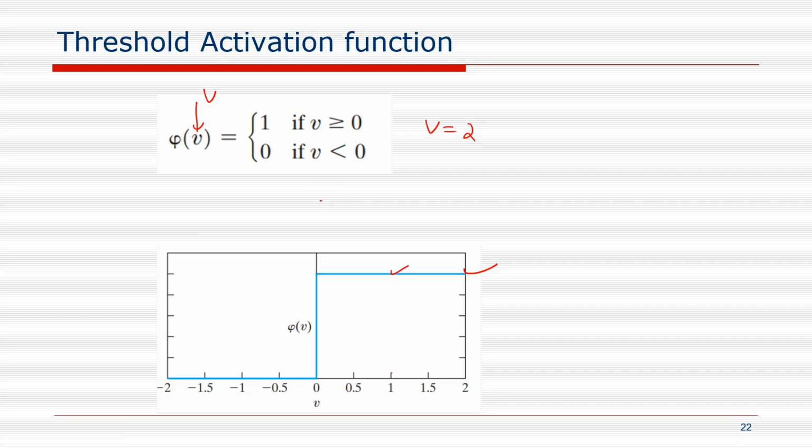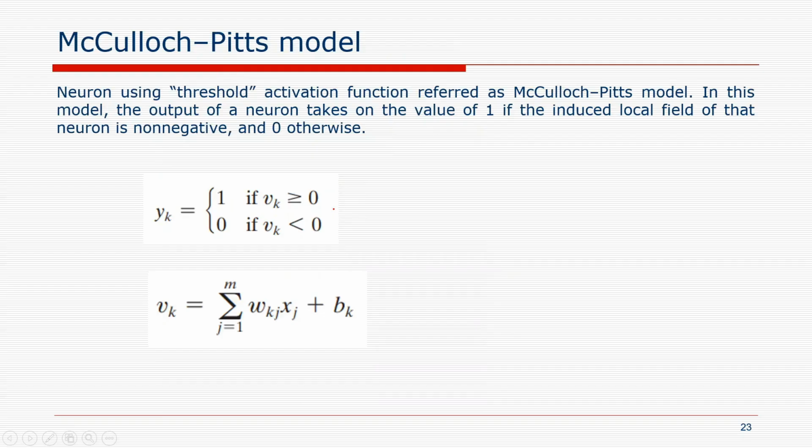It is trying to, whatever the input it is getting, show the output in the range of 0 to 1. That's all. Always the output will be in the range of 0 to 1. Next, the model of the neuron which uses this threshold activation function is called the McCulloch-Pitts model.